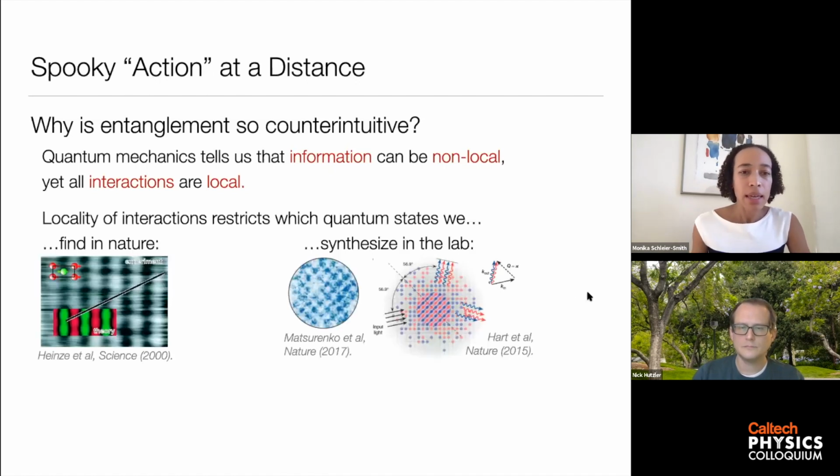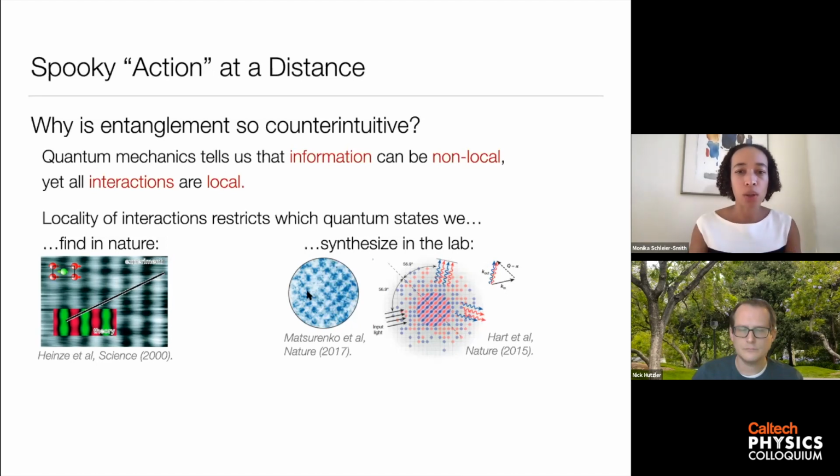In fact, quite generally, the fact that all interactions in nature are local, things interact with things that are near them, forces decay with distance, tends to restrict the types of quantum states that we find in nature, the phases of matter that appear in materials, and even that one can synthesize in the lab. So here's a picture, for example, of some spins, internal spin states of cold atoms that have organized themselves into some checkerboard fashion, heads, tails, heads, tails.